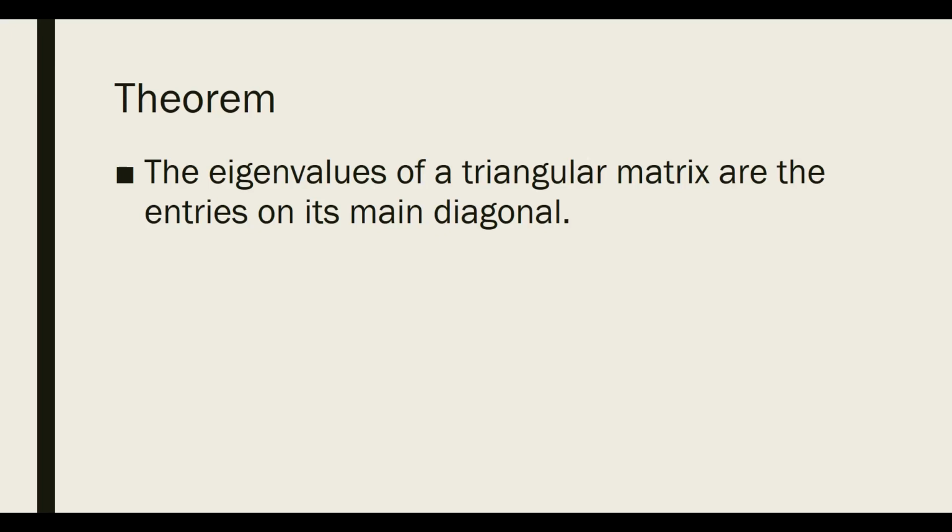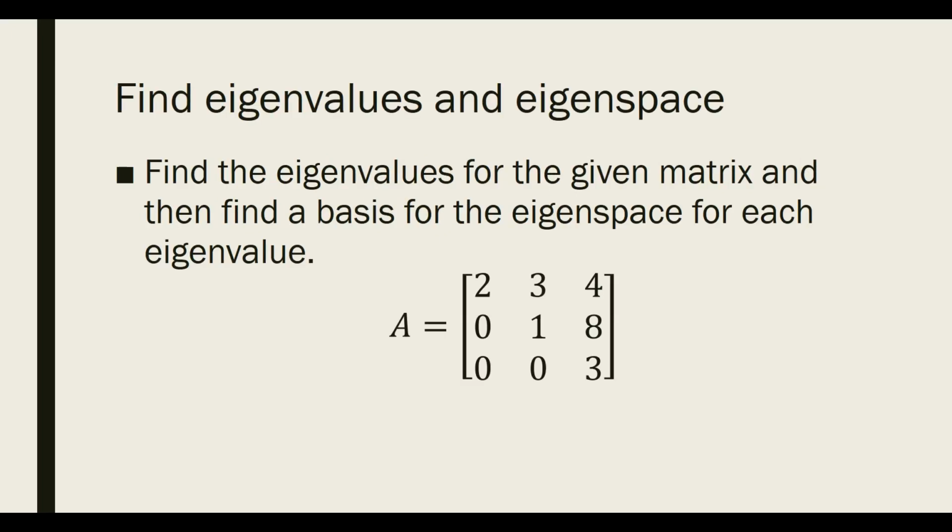All right, so I want you to use this fact to find the eigenvalues of this matrix. And once you find the eigenvalues, I want you to go ahead and row reduce A minus lambda I and find an eigenvector for each of the eigenvalues you get. This eigenvector will form a basis for the eigenspace. So go ahead and do that for this matrix: find the eigenvalues, and then for each eigenvalue, come up with an eigenvector.